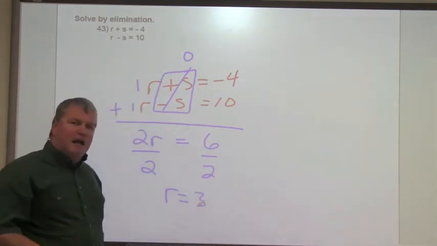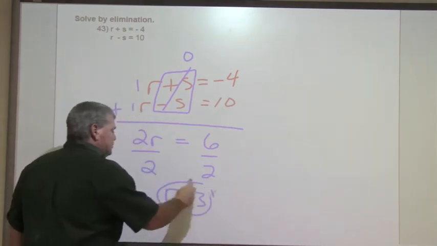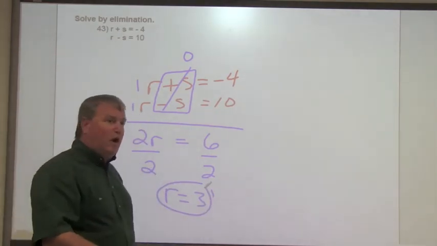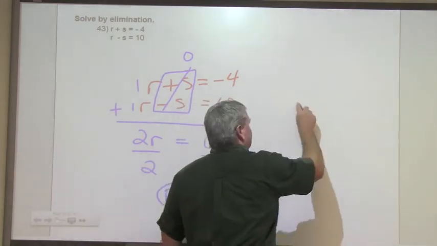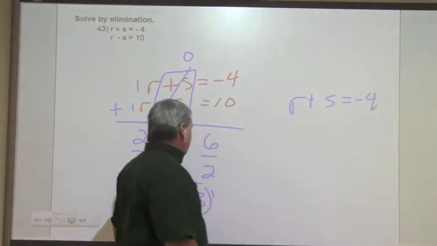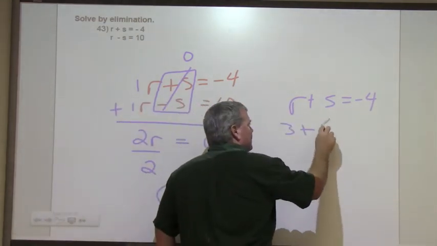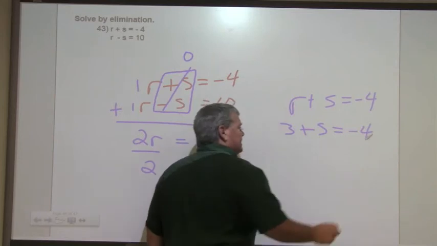You're not done yet because you've got to solve for both variables. Then I take this and I substitute it into one of the original equations. R plus s equals negative 4. I'll go ahead and use that one since it's the top one. I'll plug in 3 for r. You might say, well, isn't that substitution?